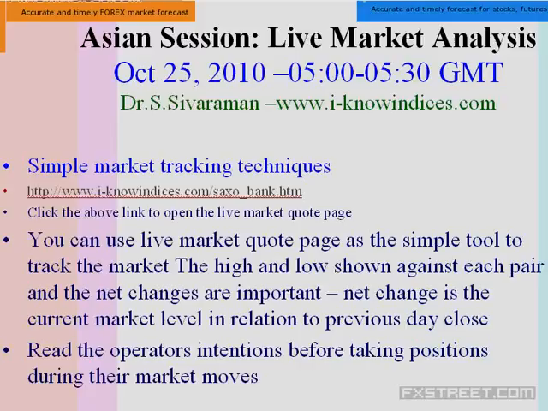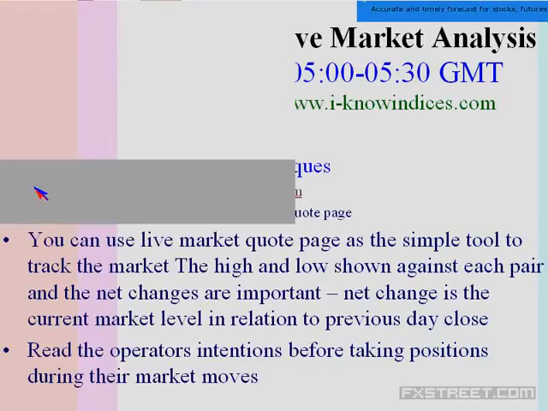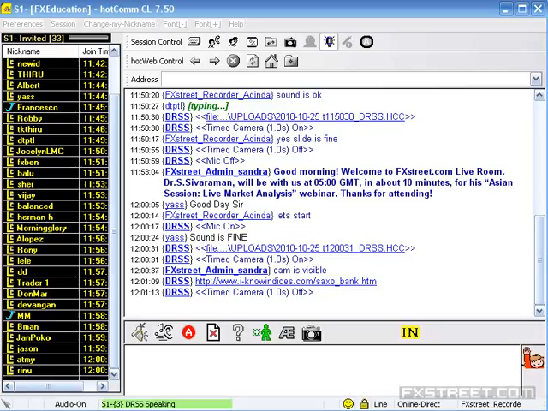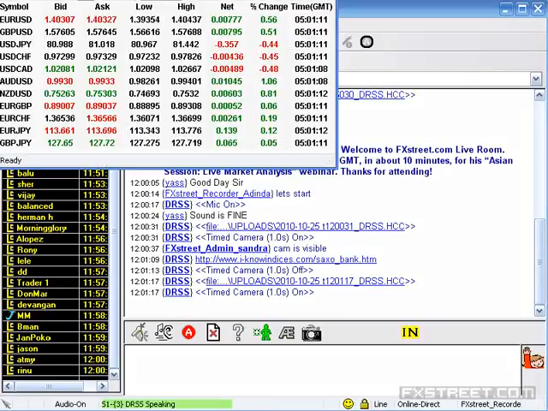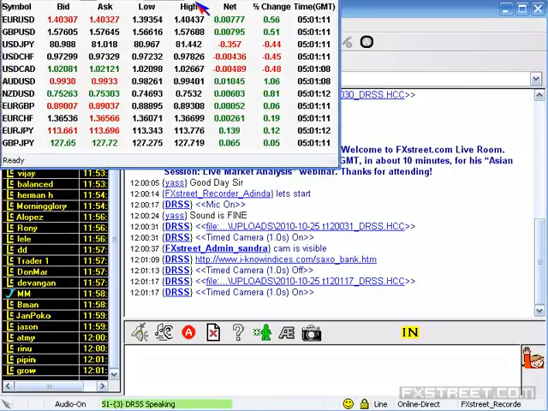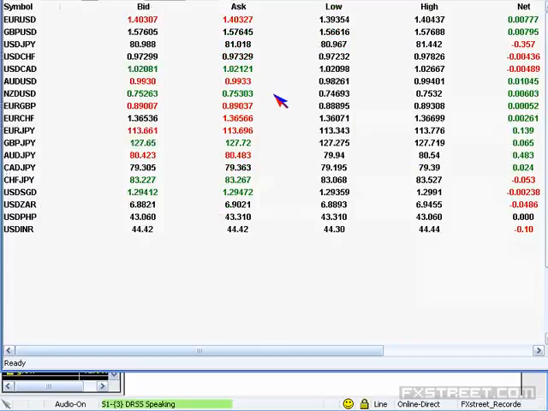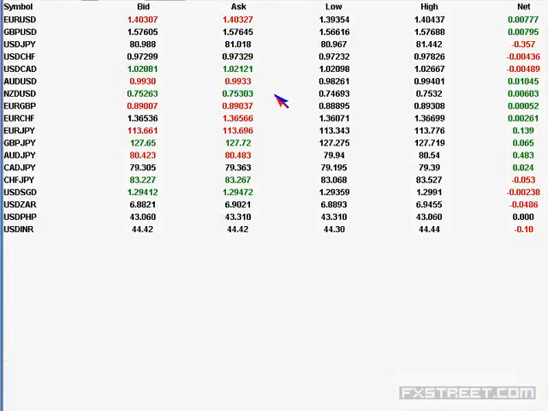So we will use the live market code page, and the link for the same is given. This is the only tool I use for market analysis nowadays, and I'll focus the camera over the live market code page and you can refer to that. Let me explain to you what has happened so far for the week beginning.